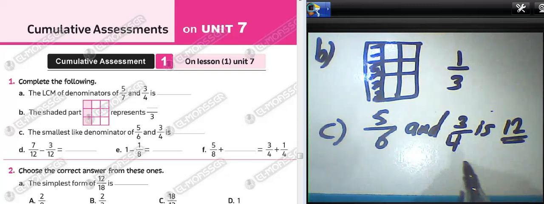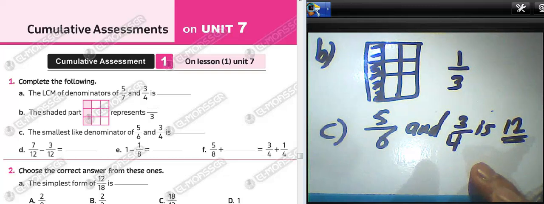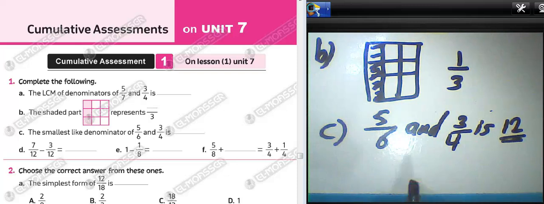And the smallest like denominator is the smallest like denominator of 6 and 4. For 6 and 4, the least common multiple is 12. And 12 is the smallest like denominator of 5 over 6 and 3 over 4. So we must write 12 for this question. Question letter C. Okay.